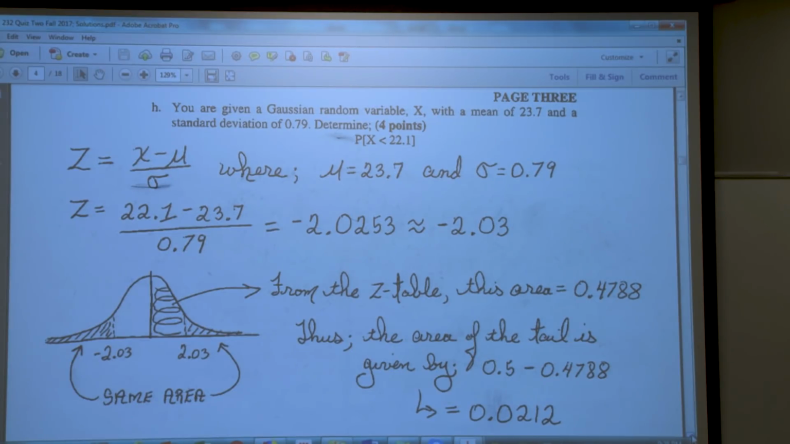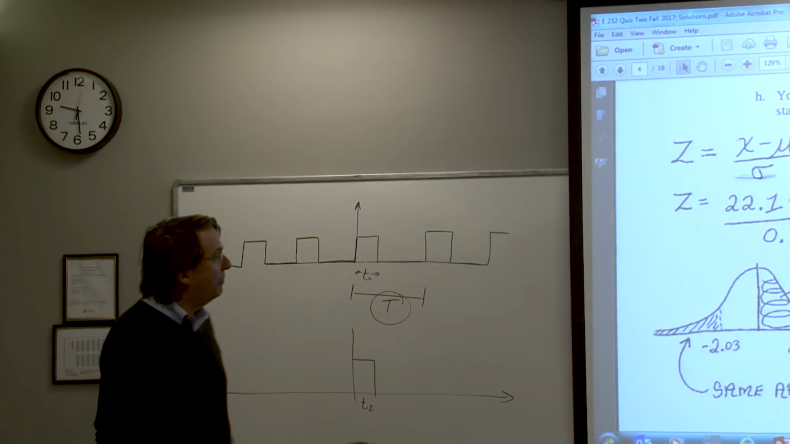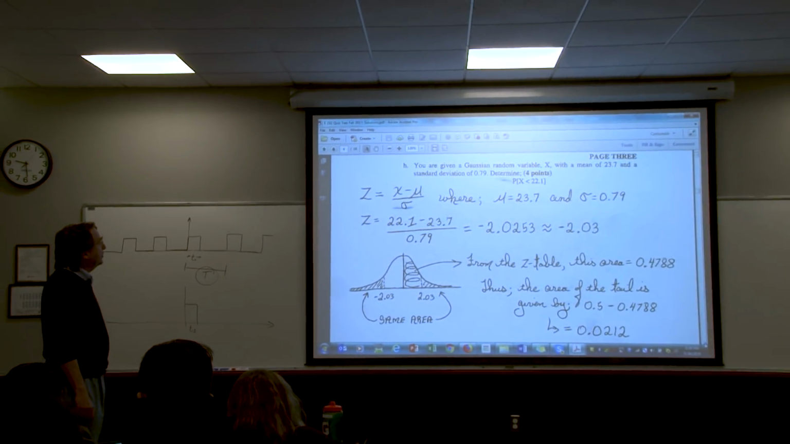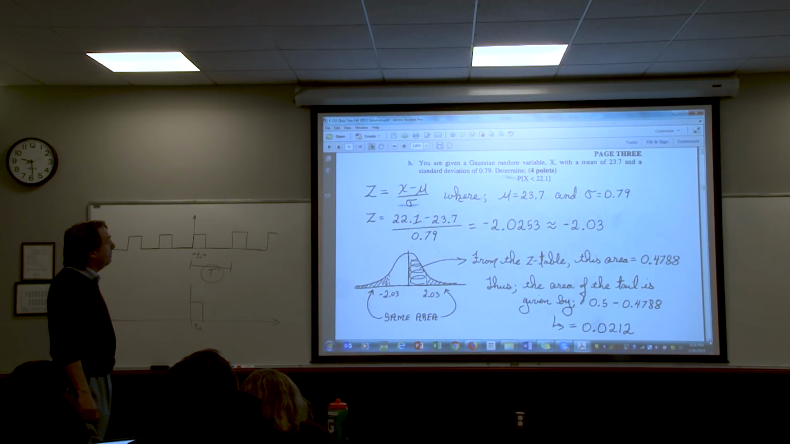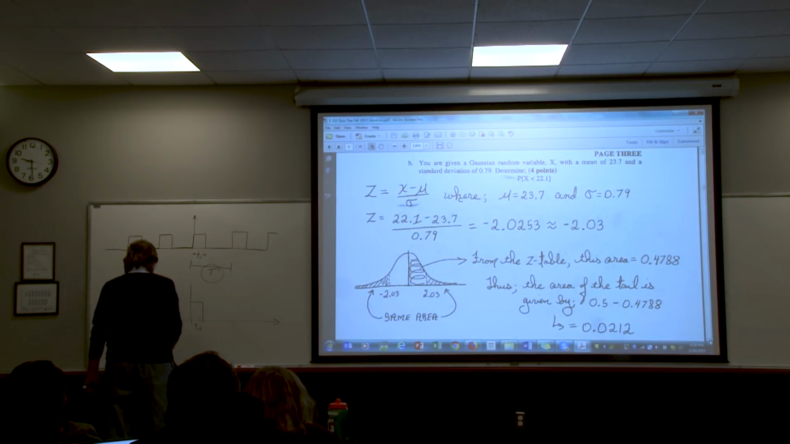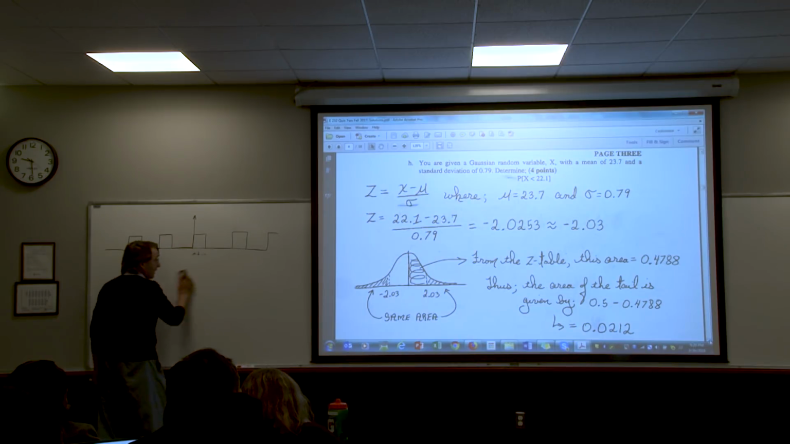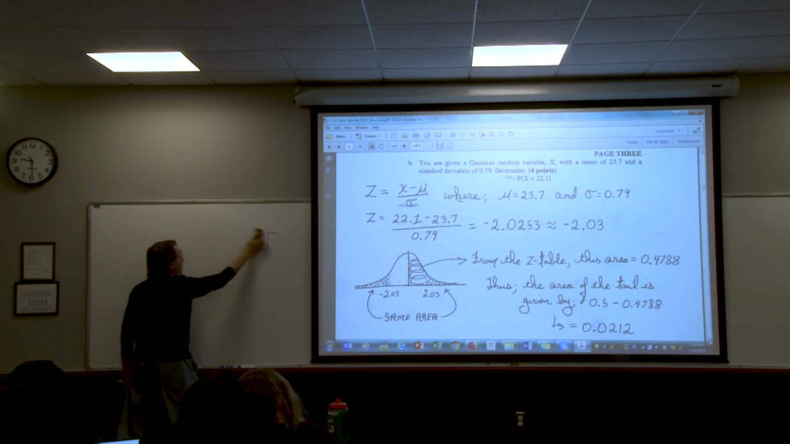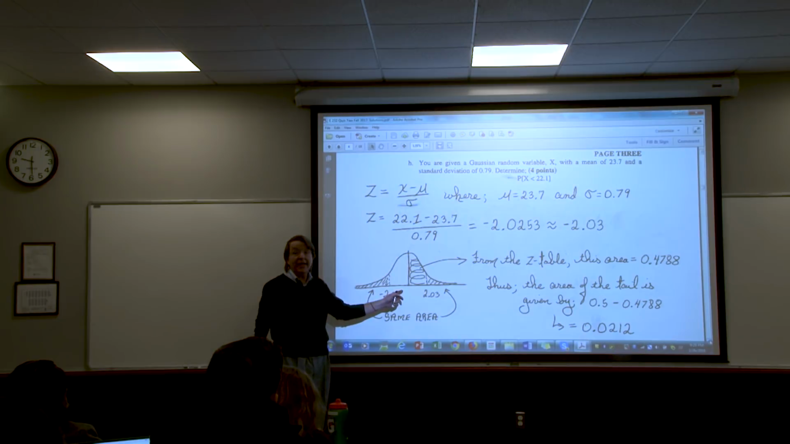You are given a Gaussian random variable whether you want it or not. Okay, you're given this Gaussian random variable and it has a mean of 23.7 and a standard deviation of 0.79. Determine the probability that the random variable x is less than or equal to 22.1. Now, I like to write everything down and to draw it out so I can visualize what's happening. You don't have to do this, but I find this really helpful.